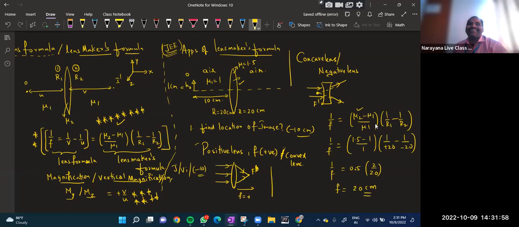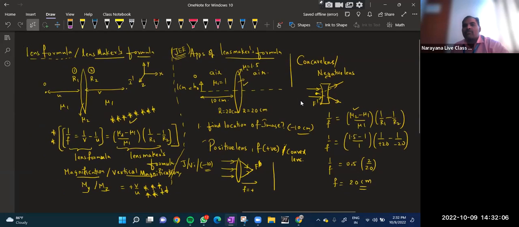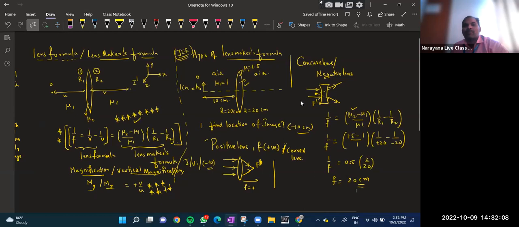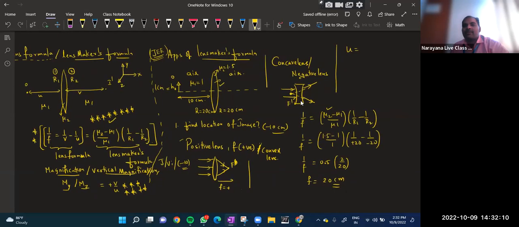20, yes, sir. 1 by f is equal to 1 by v minus 1 by u. Focal length, how much? 20 centimeter. Now u value, how much is the object distance? Minus 10 centimeter. Minus 10 centimeter. Image distance we need to find. Focal length how much? Plus 20. What concept should we use here? Lens formula. 1 by f equal to 1 by v minus 1 by u.